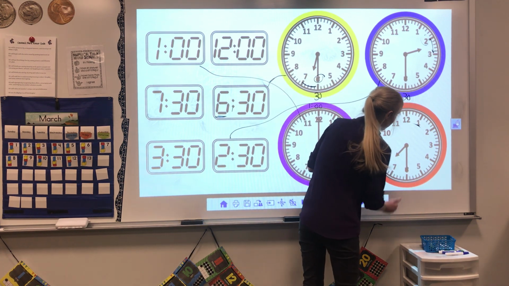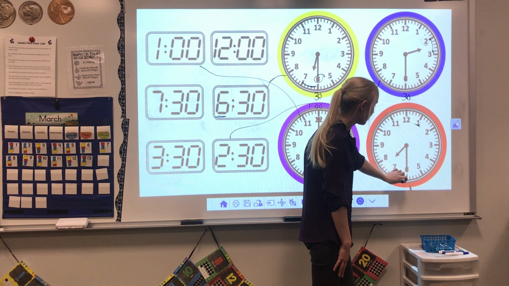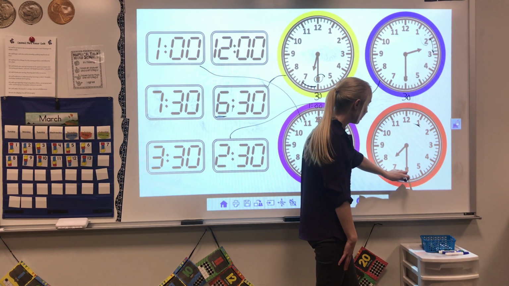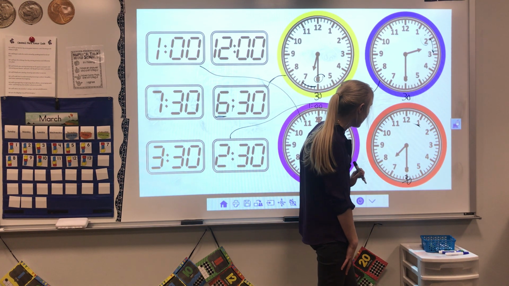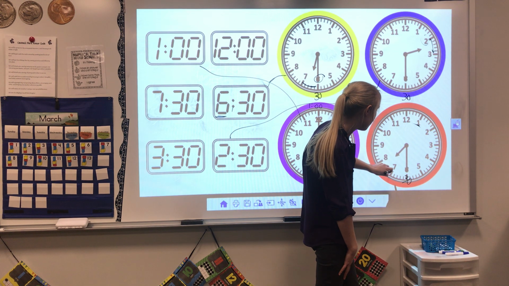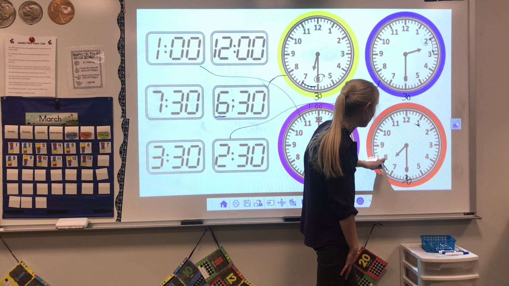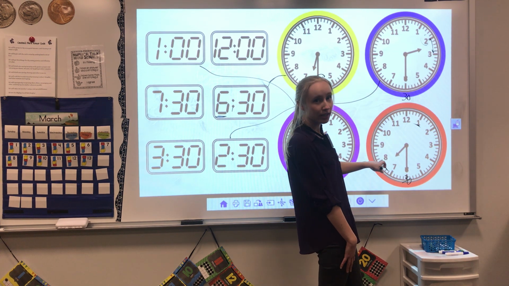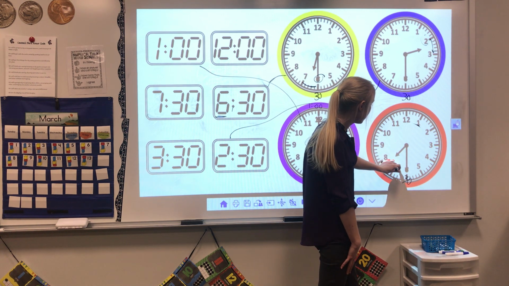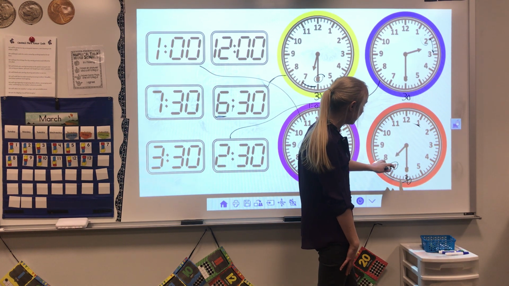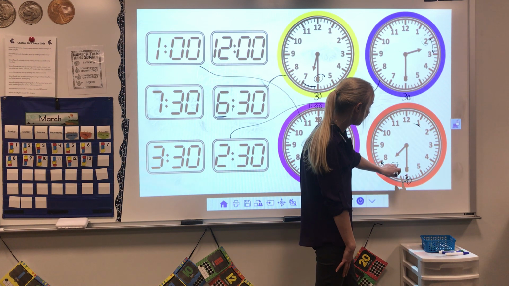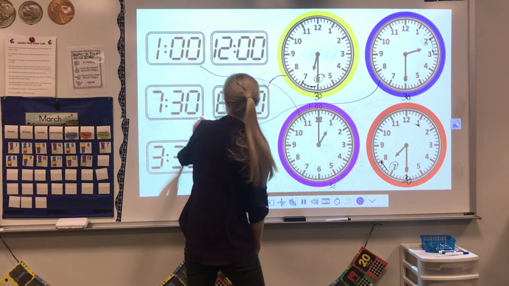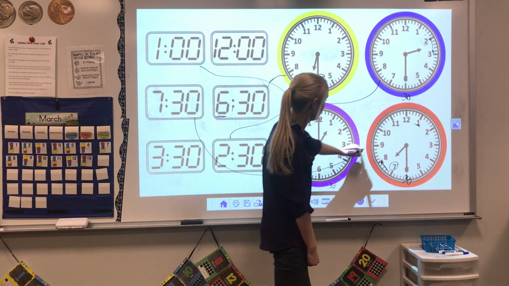And our last one, the minute hand is pointing on the 6 again, which means 30. And our hour hand is in between the 7 and the 8. It's not quite on the 8, so that tells me it has to be 7. It's in the 7 o'clock range. So we have 7:30, which matches with this one.